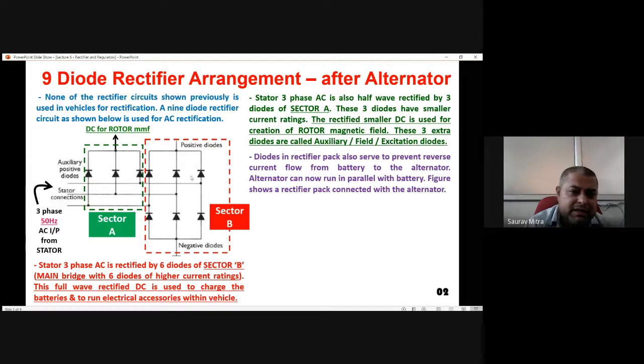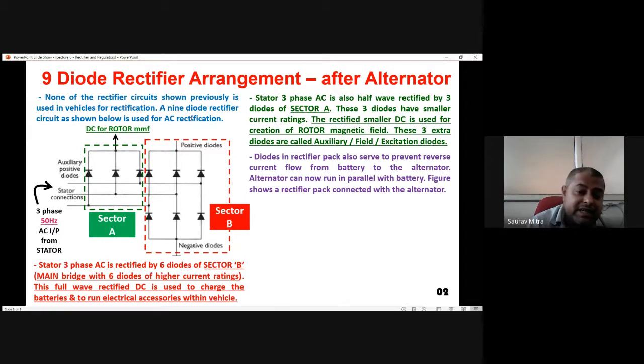So these 6 diodes are actually preventing any kind of current flow from the battery towards the alternator. You can see the bottom side is the anode, the top side is the cathode, positive. So if by any chance the alternator is off, that means the bottom side is low voltage and the top side is very high positive voltage, then all these diodes will become reverse biased. So we have to ensure that no current is coming from the battery towards the alternator.